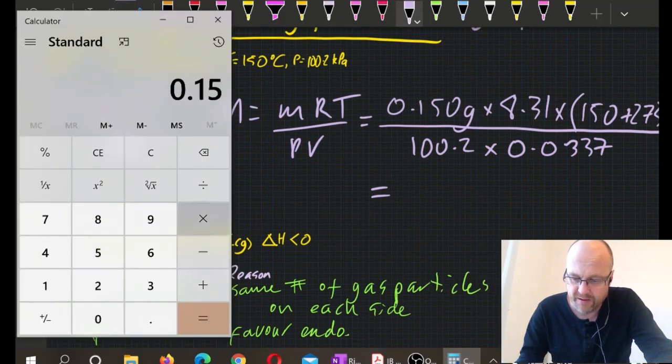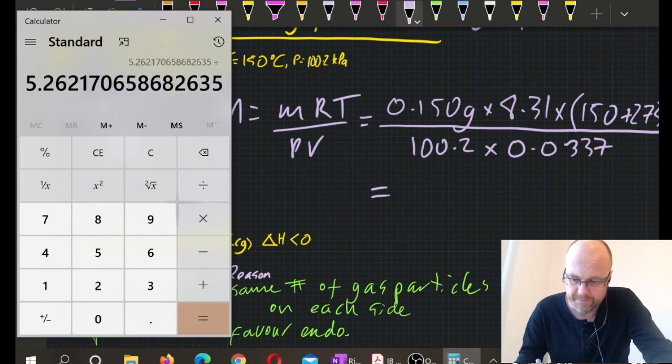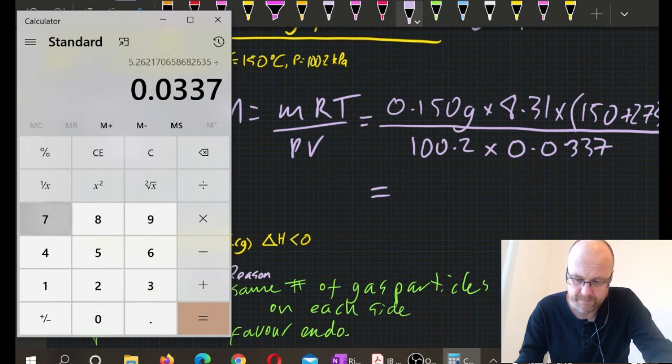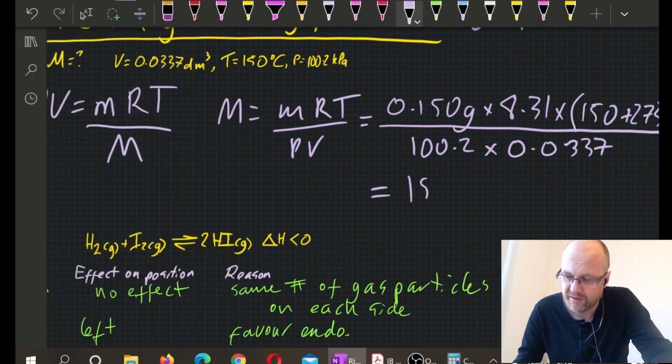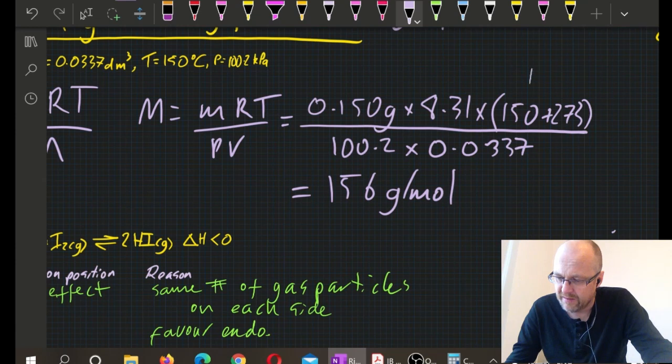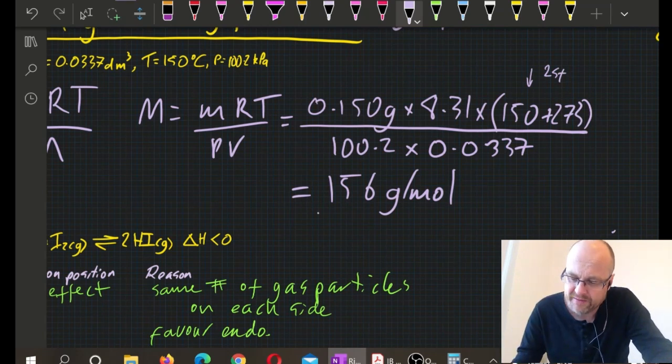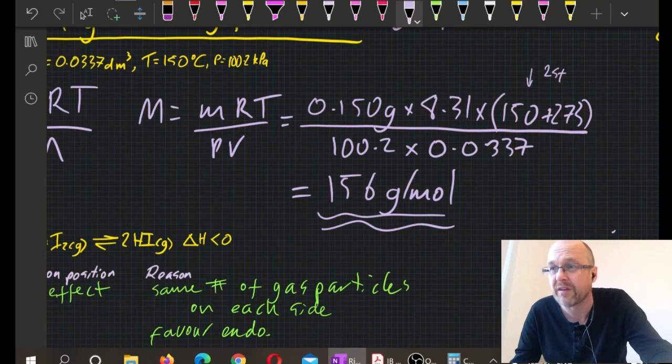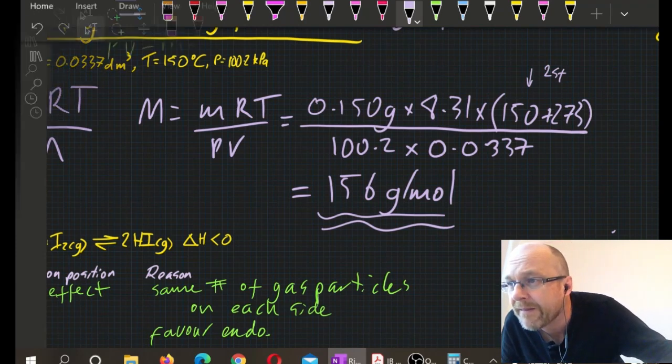So 0.15 times 8.31 times that divided by... okay, 156 grams per mole. I'd argue that this here probably sets us to 2 sig figs, but the IB has given it to 3 sig figs, so that's okay. I don't think they're going to worry about that.